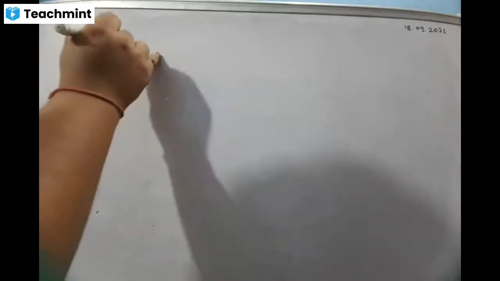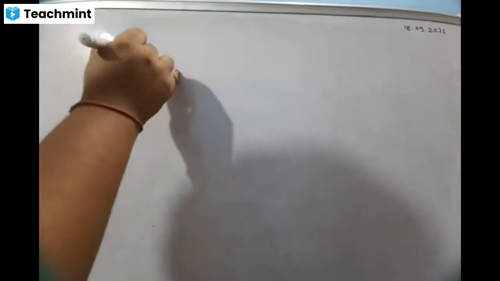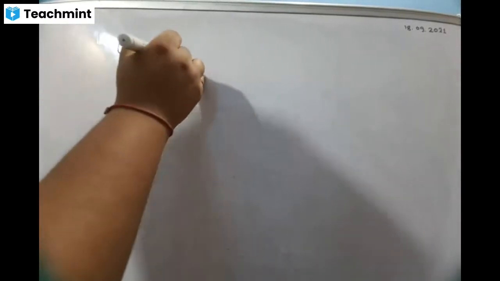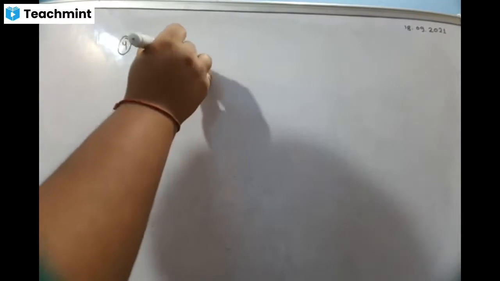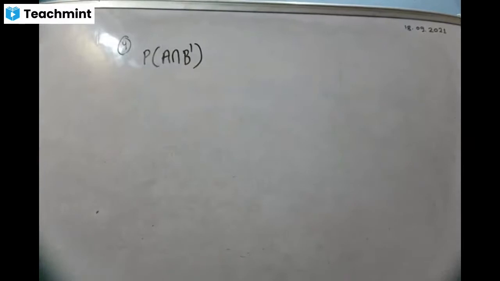Okay, so one more formula. Everyone look at the board. One more formula. Formula number 4. Probability of A intersection B complement.